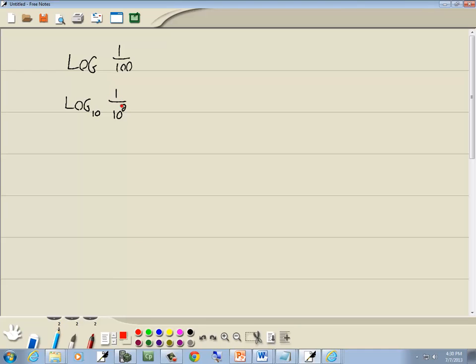The problem with this is that it's trapped down in the denominator. Well, we can move it up on top. We've got a property that allows us to do that. Remember, when you move anything to the opposite side of where it's at in a fraction, the sign of the exponent changes. So it goes from a 10 to the positive 2 to a 10 to the negative 2. Now the 10's match, so log and 10's cancel, and we're left with the exponent, which is negative 2. And that's our answer.